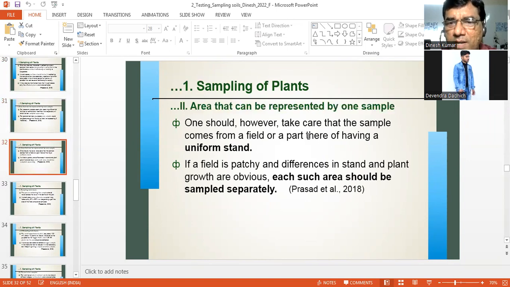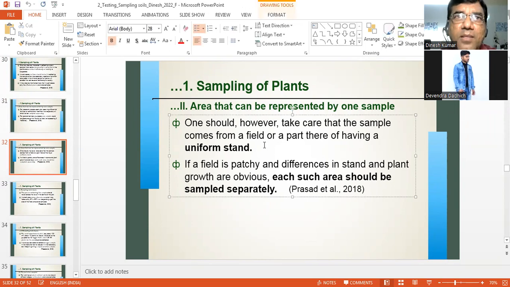One should, however, take care that the sample comes from a field or part thereof having a uniform stand. The plant population should be uniform. You should try to take the sample from a uniform plant stand. Somewhere you get fewer plants, somewhere very high plant density, so that will not be truly representative. In a field where patchiness and differences in stand and plant growth are obvious, such areas should be avoided, or they can be sampled separately.